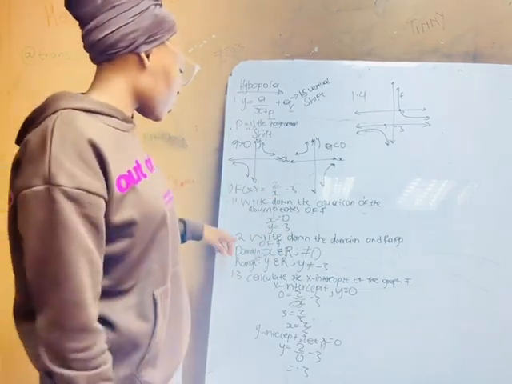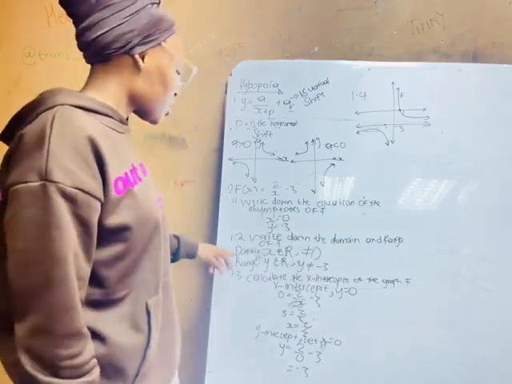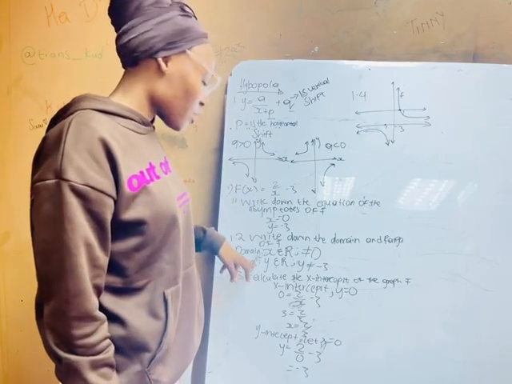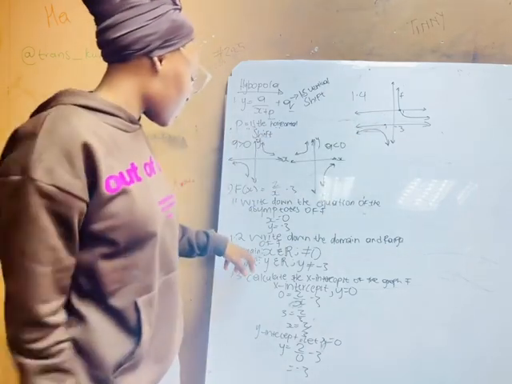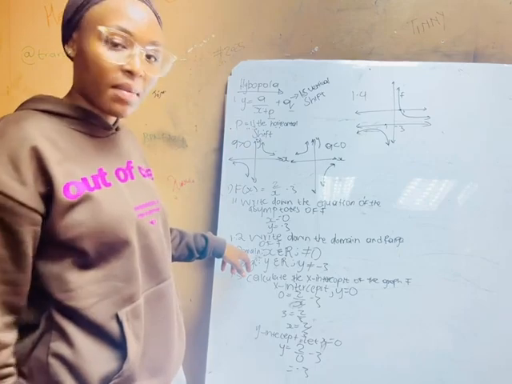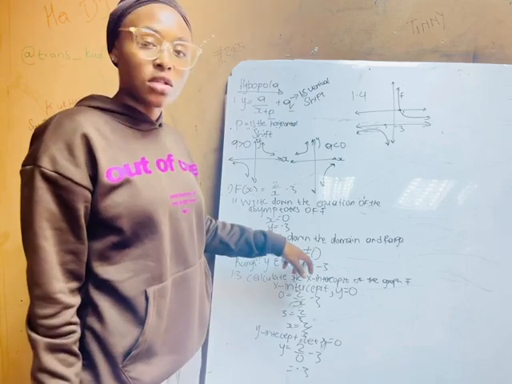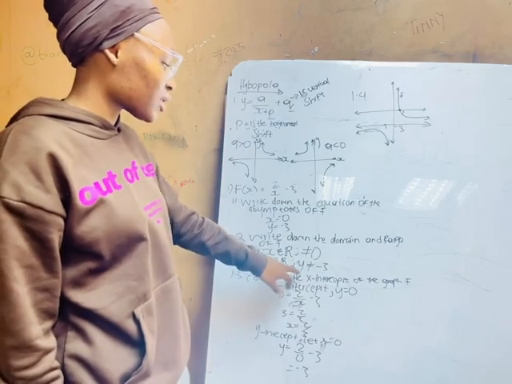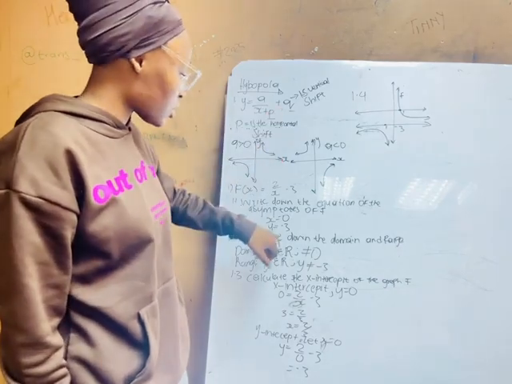And then the second question says write down the domain and the range. So here, if you can see our graph, when you draw it, this is our graph. They're saying determine the domain. The domain is x an element of the real numbers, where x is not equal to 0, and the range is y an element of real numbers, where y will never be equal to negative 3, which is this one.